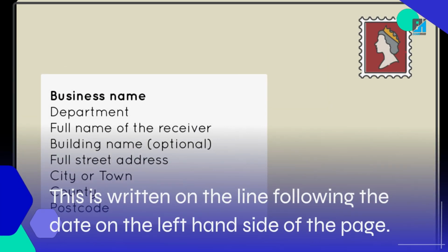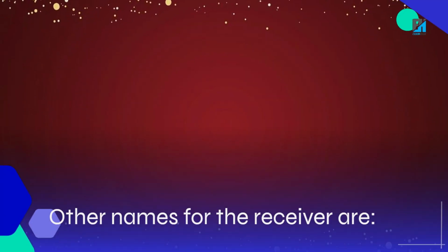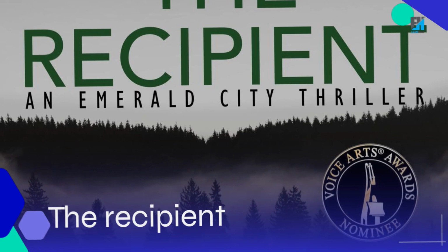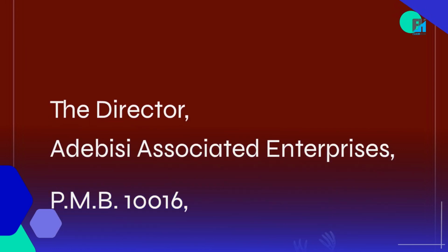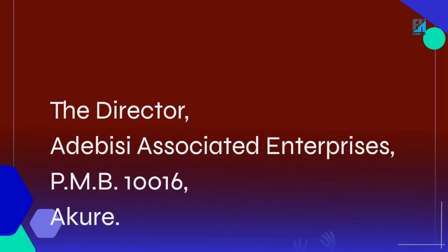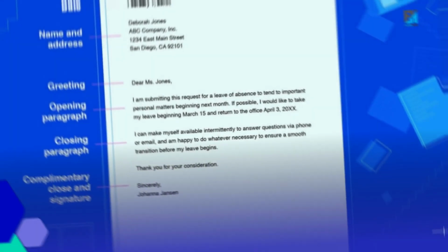Receiver's address. This is written on the line following the date on the left-hand side of the page. Other names for the receiver are the recipient and the addressee. Example: The Director, Adebisi Associated Enterprises, P.M.B. 10016, Akure.